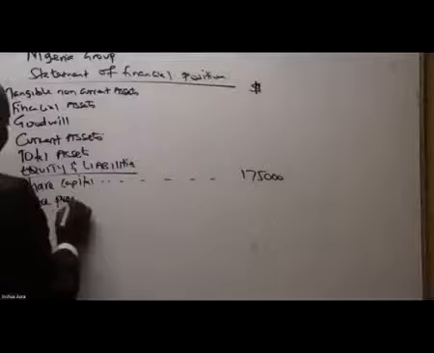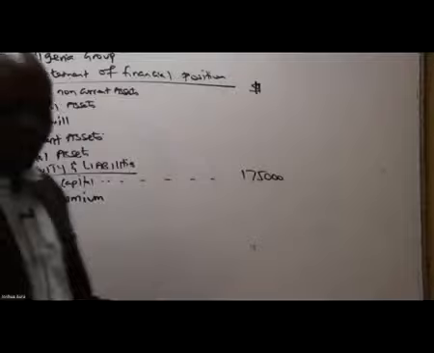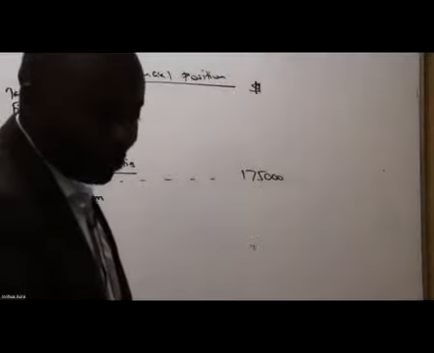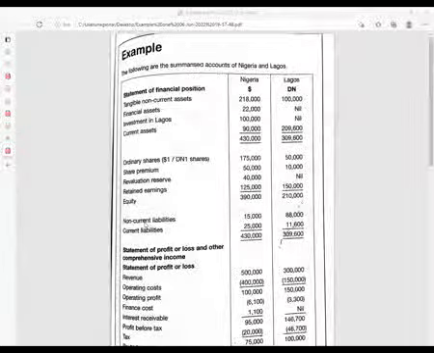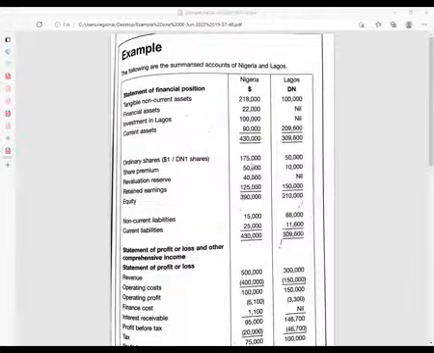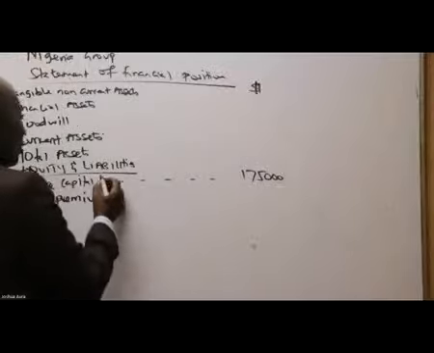Share premium. What do I have here for share premium? So for share premium, the same. You pick the one of the parent. These are the 3 marks I'm talking about. So share premium, 50,000. I'll pick it the way it is. The parent only. If I were you, I would have written here parent.